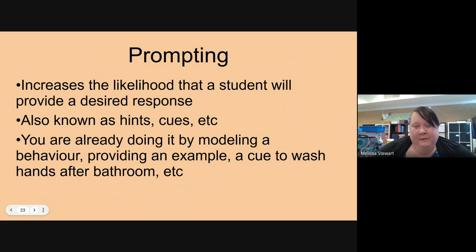So I talked a little bit about prompting. What is prompting? Prompting increases the likelihood that a student will provide a desired response. It's also known as hints or cues that you might give. And you probably are already doing this by modeling behavior, for example, providing an example or a cue to wash hands in the bathroom before they leave.